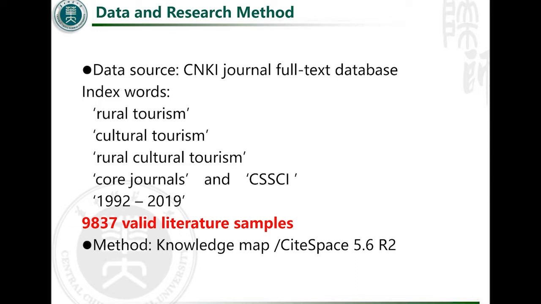This paper selects the CNKI journal database as the data source, and we choose the index words rural culture, rural tourism, cultural tourism, and rural cultural tourism. We choose the core journals and the CSSCI. We choose articles from 1992 to 2009, and finally we get 9,837 valid literature samples. In methods, we used the knowledge map and CiteSpace 5.6.